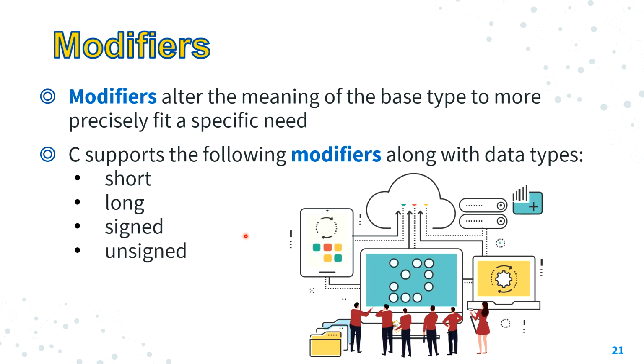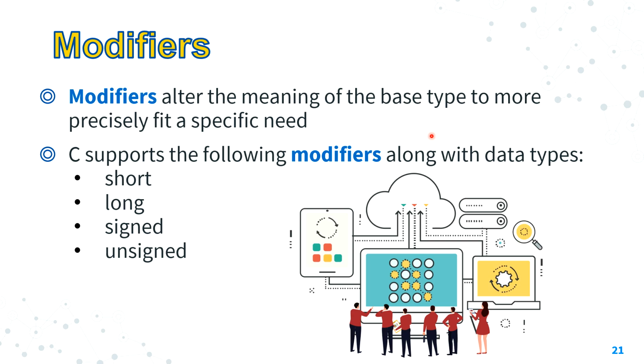Now that we understand the basic data types in C, let's talk about modifiers. Modifiers allow us to fine-tune a data type to better match our needs, such as controlling the range of values or how memory is used.